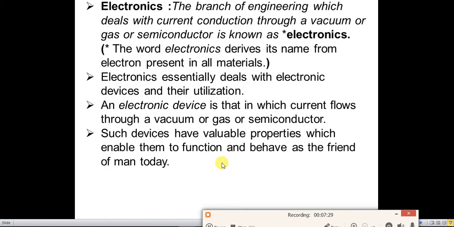So these devices, these semiconductors, have very important properties, which enable us and behave as a friend of man today. We see that each and every electronic item is made of electronics only. And these electronic items or gadgets are made of semiconductor materials.